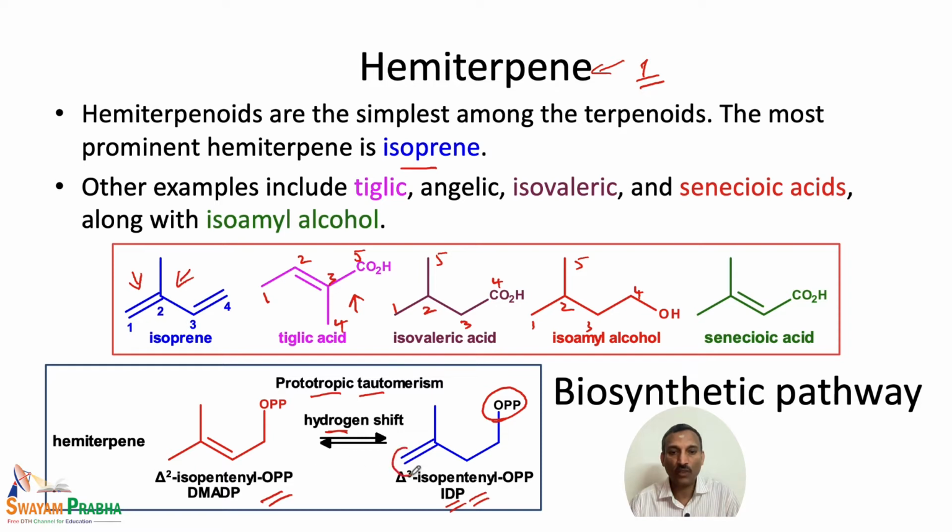Here we have the CH2 double bond unit, and one hydrogen shifts from this particular carbon, and then we get a double bond on this particular carbon. So, a single hydrogen atom shift takes place, and this transfer is called prototropic tautomerism, and this is responsible for two types of starting materials. When we talked about the biosynthetic pathway, this IDP and DMAPP are the starting materials for various terpenes, and they can be formed by a simple hydrogen shift.